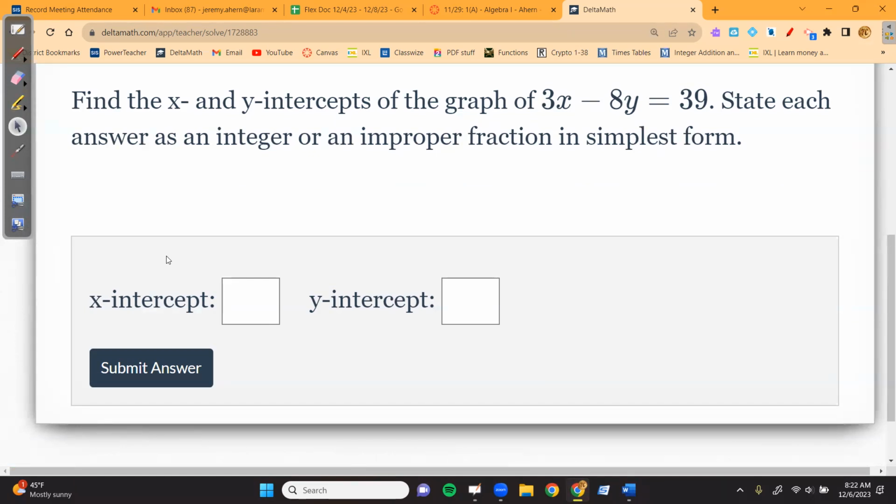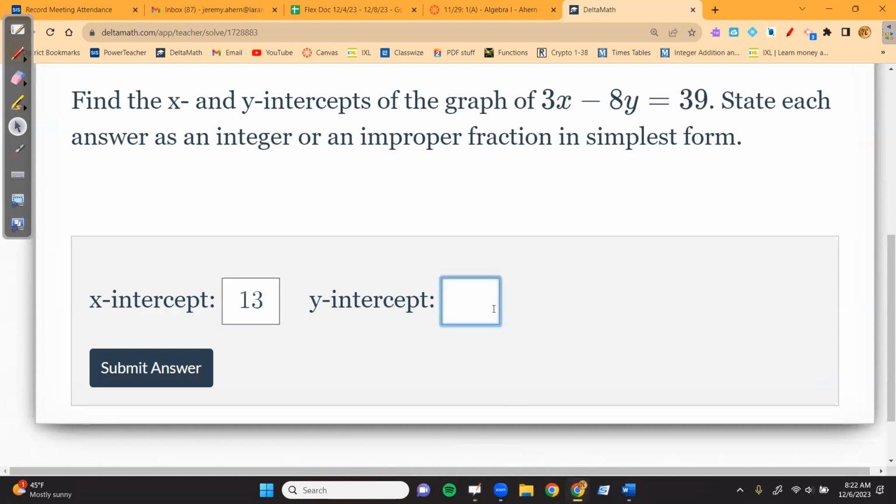So half of your problems will look like this. If I want to find the x, who goes away? Do this in your head right now. It's okay. If the y goes away, what would the equation say? 3x equals 39. Divide by 3. What's x? So I simply go down here in the box for the x-intercept and I type 13.